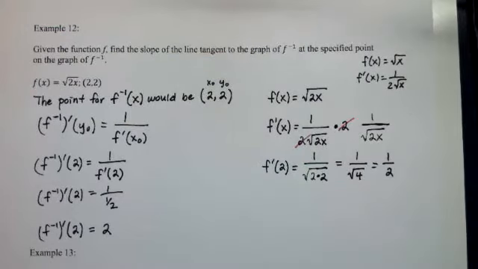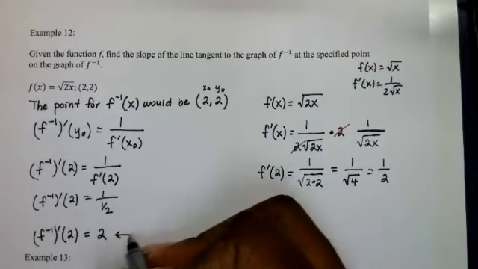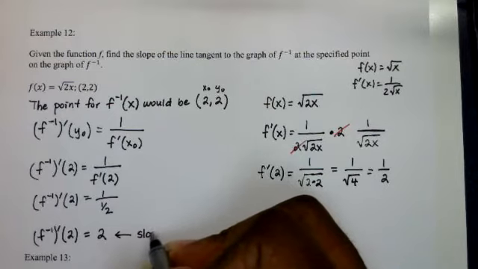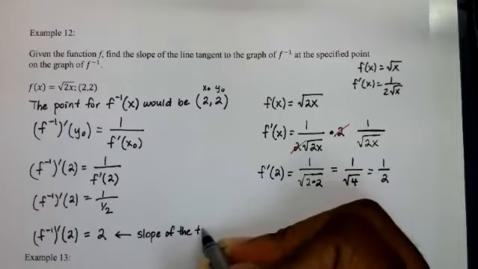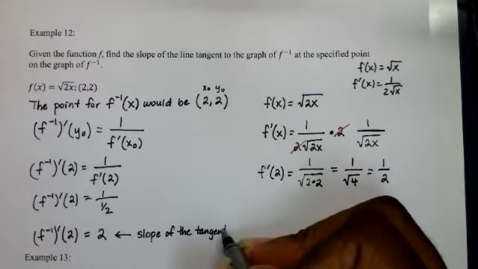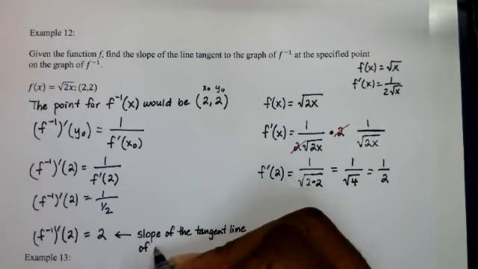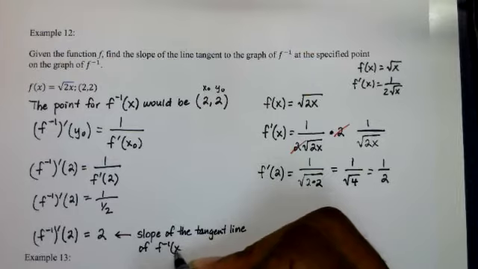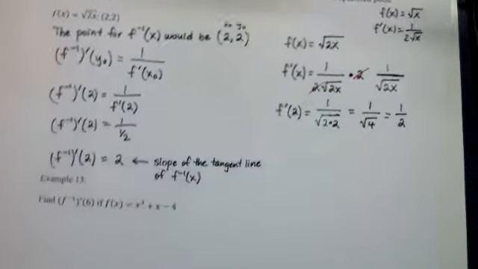So the slope of the tangent line to the graph of f inverse of x at the point 2, 2 would be 2, okay? So anytime you take the derivative, you're taking the slope of the tangent line, and this is of f inverse of x in this case. Okay, here's the last example.